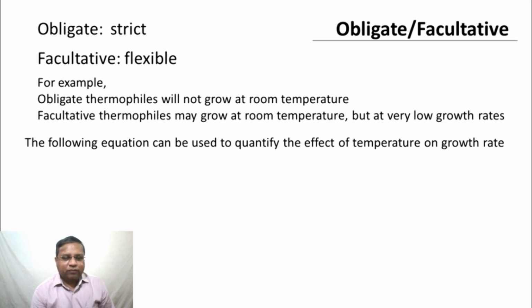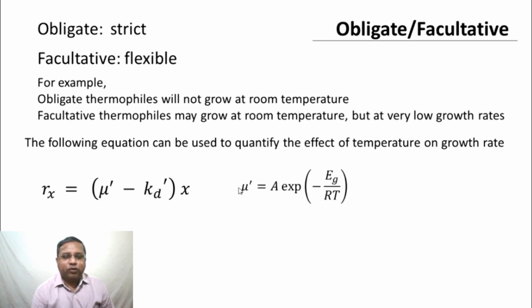Going forward, the following equation can be used to quantify the effect of temperature on growth rate. Something similar to what we had seen earlier in one such situation, but this is in a different context. Rx, the volumetric rate of cell growth, equals (mu dash minus kd dash) times the cell concentration x. Okay, some kind of a constant times x, a first order rate expression. The constant itself has two parts, mu dash minus kd dash, where mu dash is given by an Arrhenius expression, a exponential of minus Eg by RT.